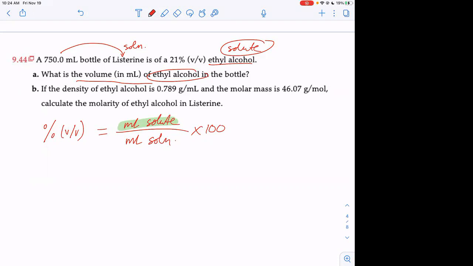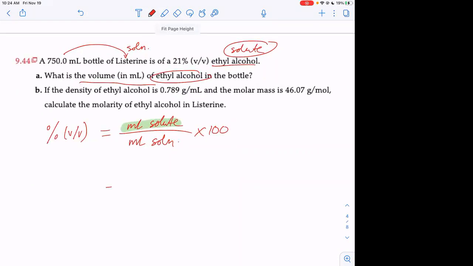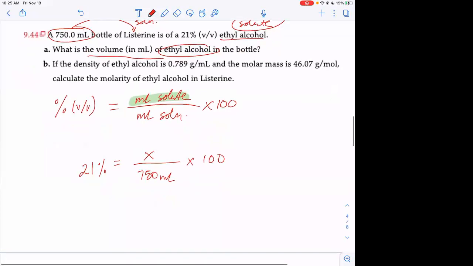So we just have blank over 750 something. We're looking for X there, our milliliters of solute, divided by our solution, which is the 750 milliliters of Listerine, times 100 equals what? Yeah, it's the only percent we're given, right? That's the percent, so 21%. Okay, now are we good to go? Yes. Okay.